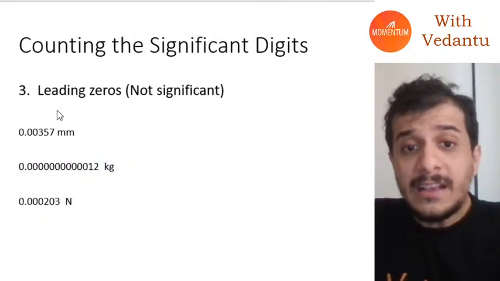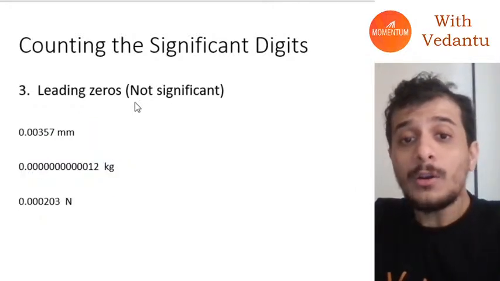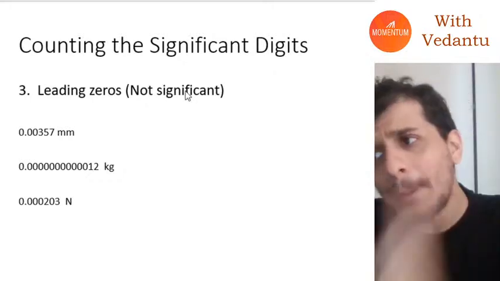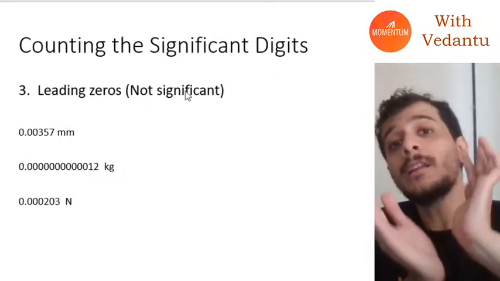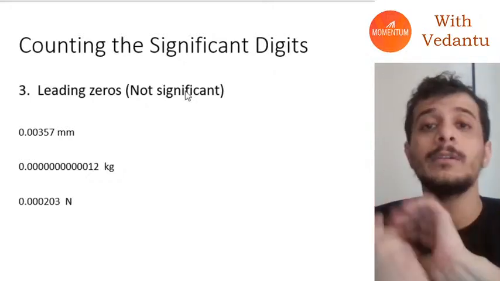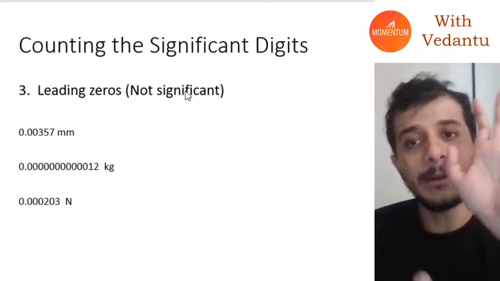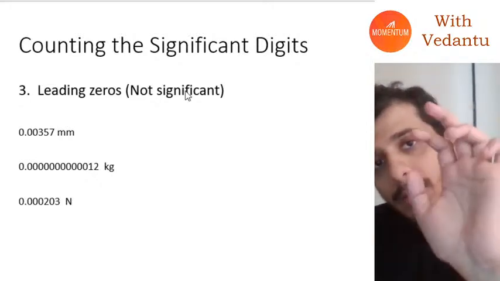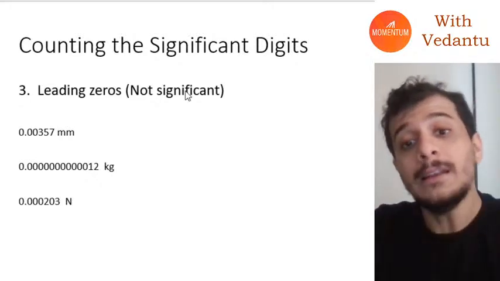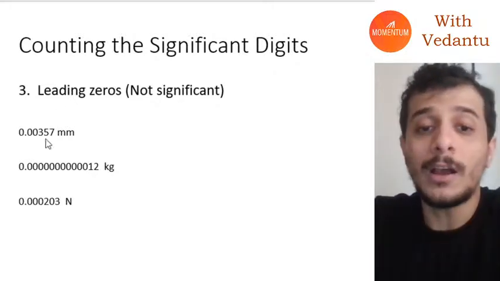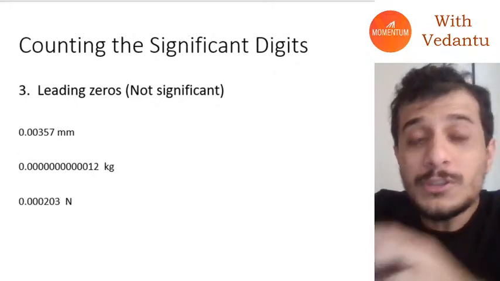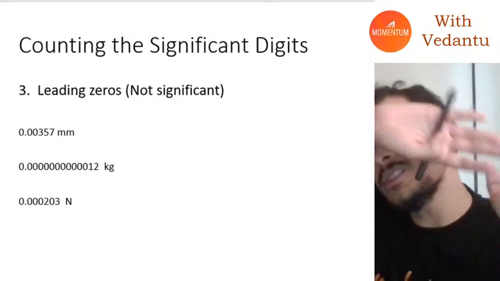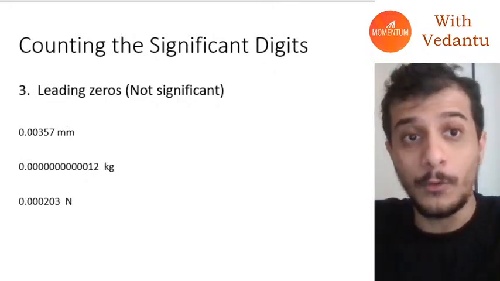Next is leading zeros. Leading zeros are not significant, guys. You have to remember these rules because these rules are given to you by NCERT. Other places have other rules, but NCERT goes according to the scientific community, and in the scientific community, leading zeros are not significant. So you have to just remember these rules. Forget the logic and remember the rules for now.